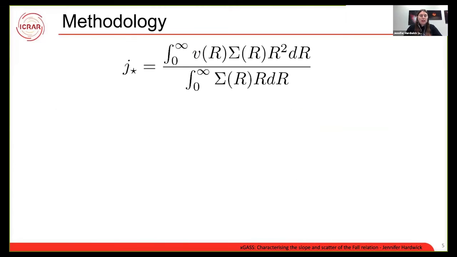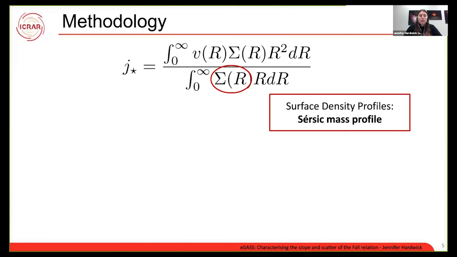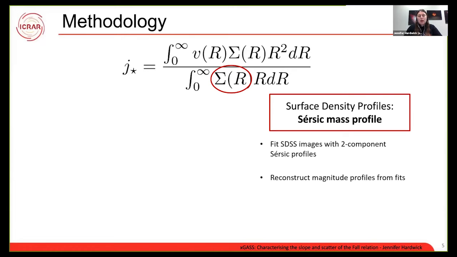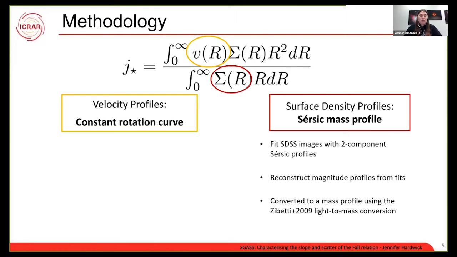So in order to calculate stellar specific angular momentum, there's 2 key quantities we need. The first is the surface density profile, which we assume to be a Sersic mass profile. So we do this by taking 2D structural decompositions of SDSS images, where we've fit 2 component Sersic profiles with both a disk and bulge component. We then reconstruct magnitude profiles from these fits and convert these to a mass profile using the Zibetti 2009 light to mass conversion.